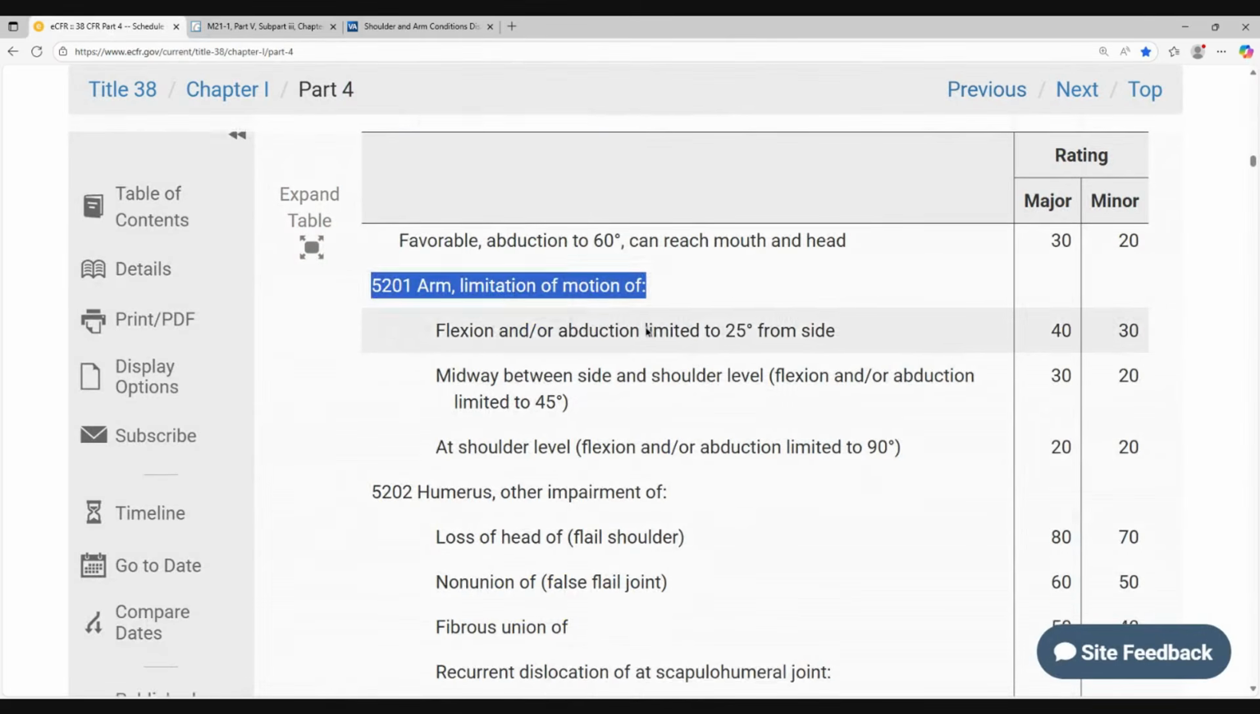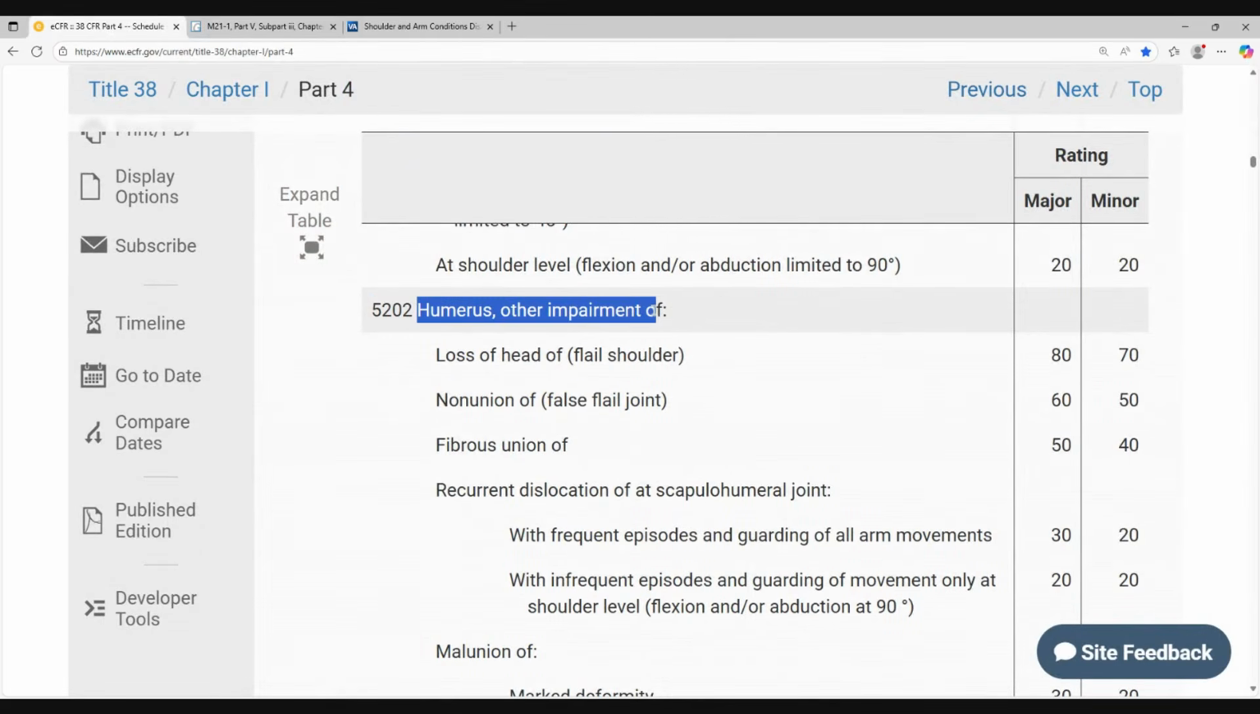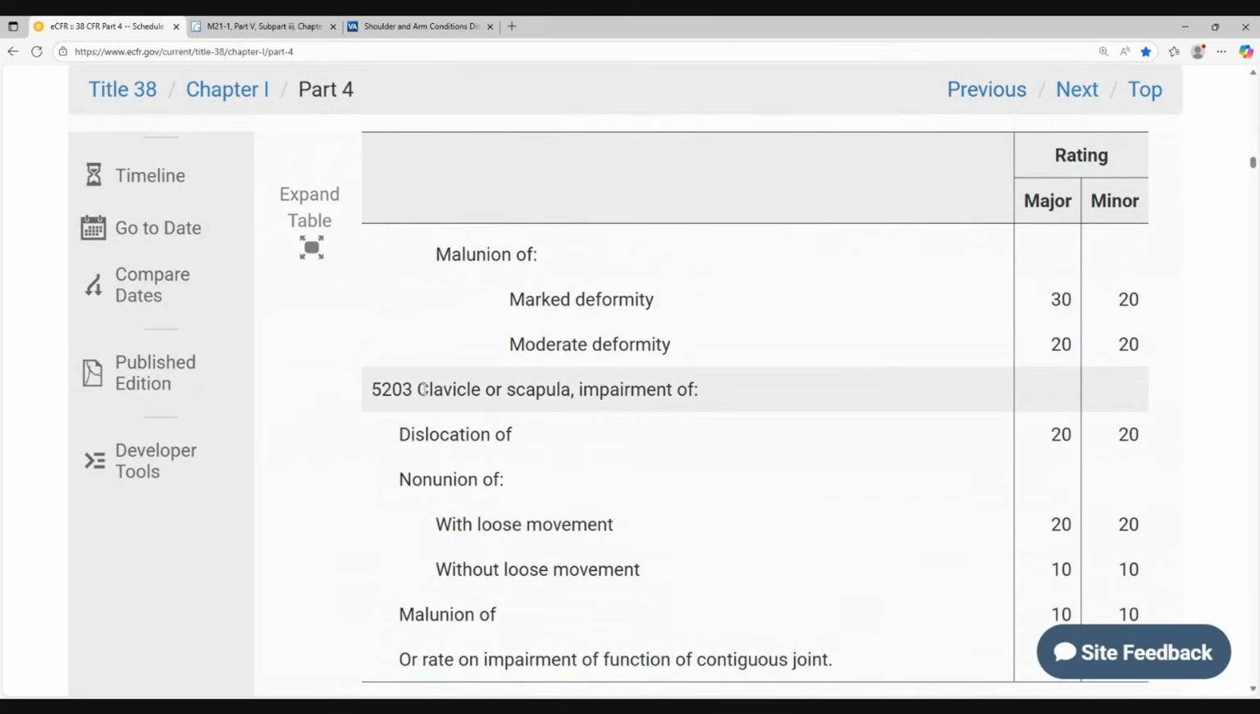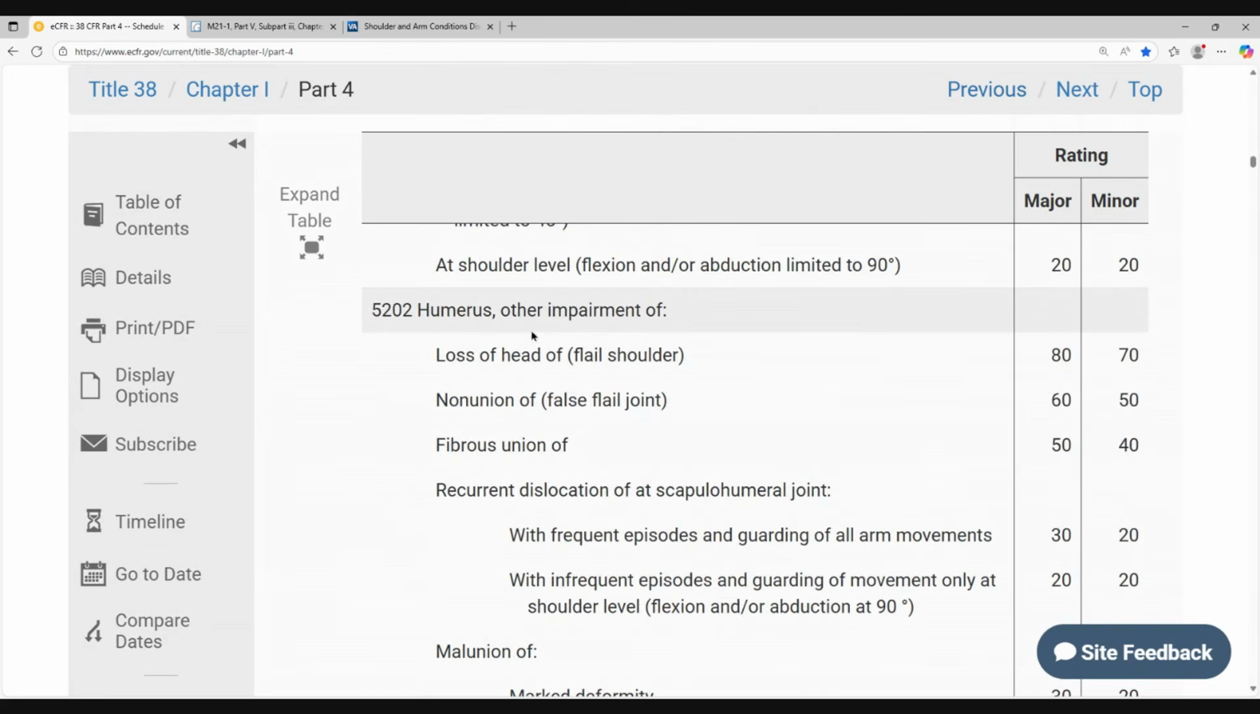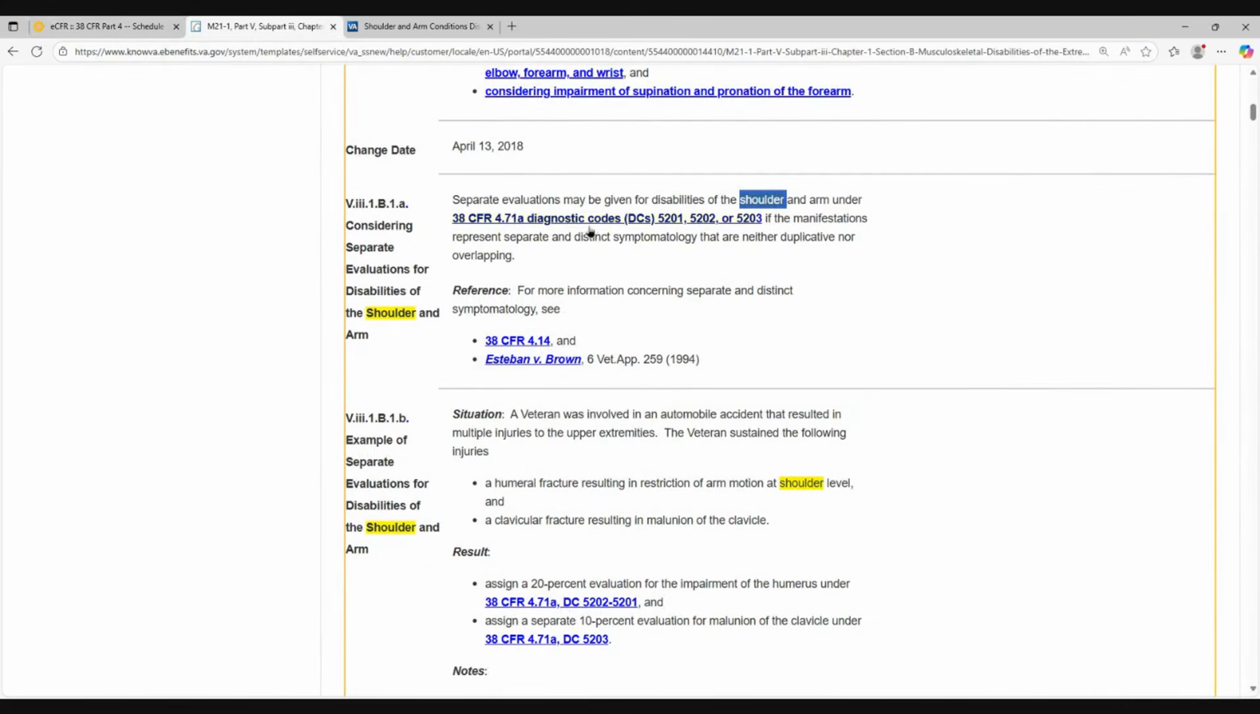Let me just make sure that I got those right. So yes, 5202 is the humerus, and 5203 is the clavicle or scapula, so your collarbone or your shoulder blade. That's the non-medical terminology for them. Now, you can get these also granted separately. So let's go back here to the M21. It does provide a caveat here that the rater is going to be looking hard at whether the manifestations represent separate and distinct symptomology.